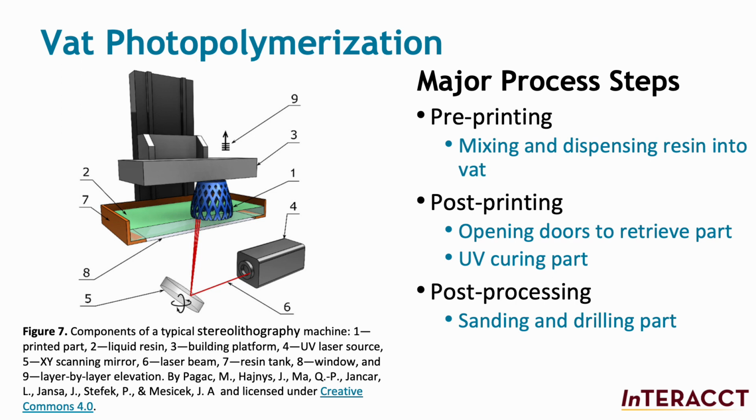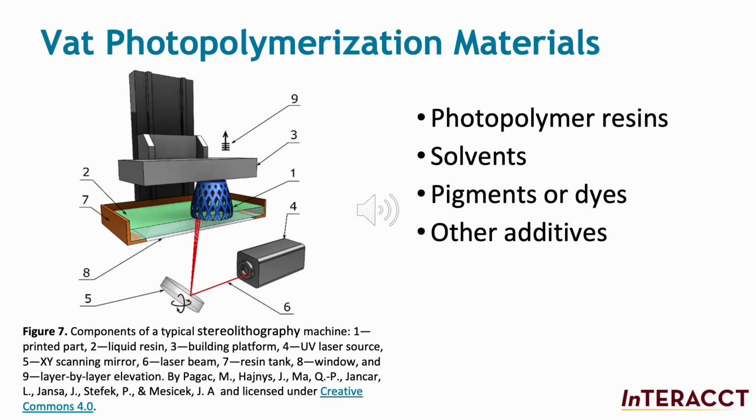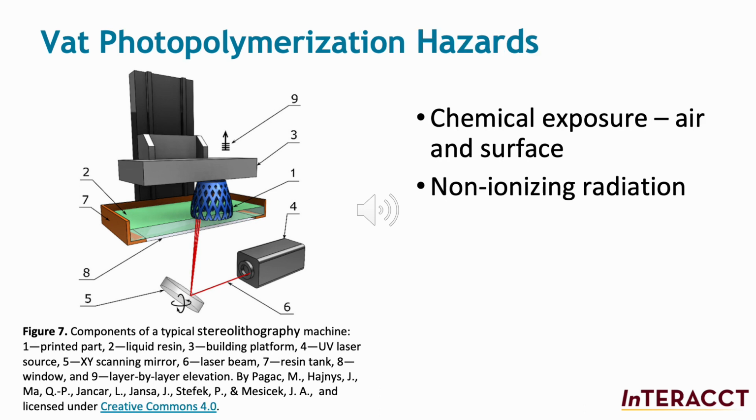Major processing steps related to potential exposure to health hazards include pre-printing, when resins are mixed and dispensed into the vat; post-printing, when the printer doors are opened to retrieve the part and cure it with UV radiation; and post-printing, during which the part is sanded and drilled. Materials used in vat photopolymerization include photopolymer resins, solvents, pigments or dyes, and other additives needed to achieve the desired product characteristics. These materials can evaporate and expose the worker via inhalation and contaminate work surfaces, leading to potential dermal exposure. Other hazards associated with vat photopolymerization include non-ionizing radiation.